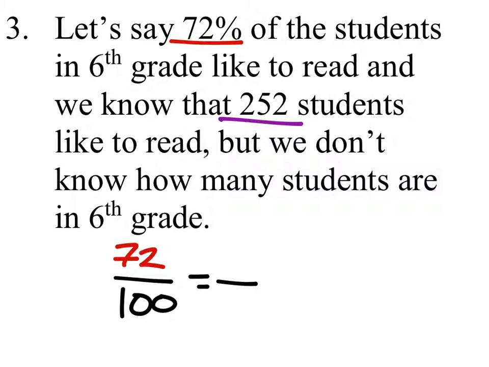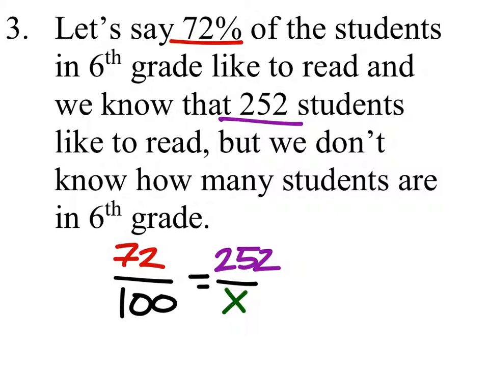Well, it says that 72% of the students in 6th grade, and that those people like to read, and that matches the 252 students that like to read. So the 72 and the 252 kind of match each other as parts of the whole value. So as it turns out on this one, we don't know the whole value. And that sets up for us right there. We don't know how many students are in 6th grade. So that would be all of the 6th grade again. That's why that's in the denominator right there.